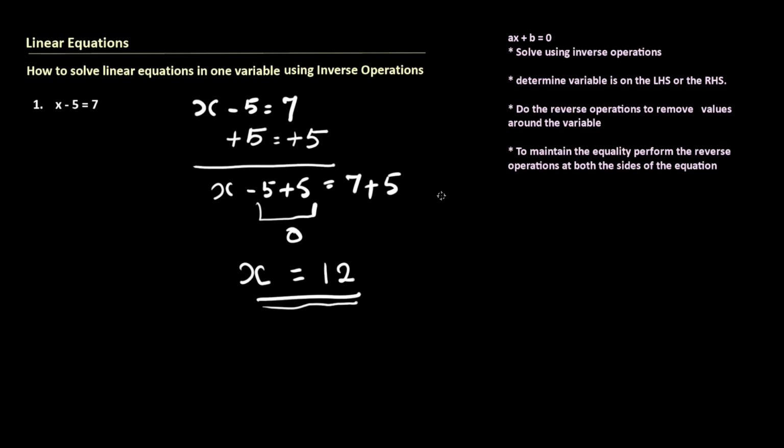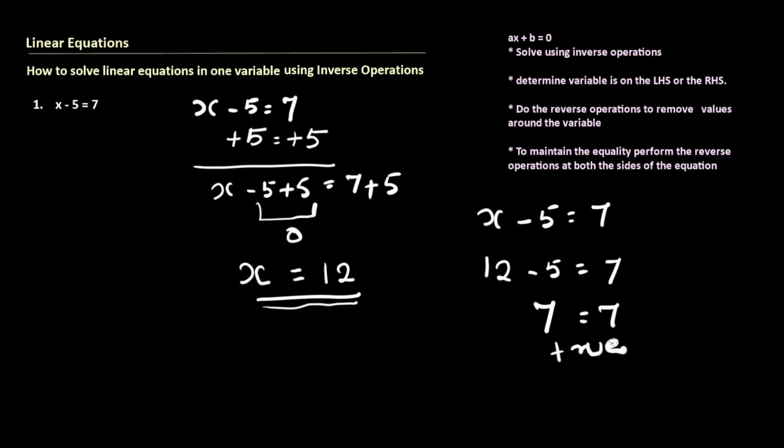Now we are going to verify our solution by plugging the value of x back into our equation, that is x minus 5 equals 7. The value of x is 12. So 12 minus 5 equals 7. 12 minus 5 is 7. 7 equals 7, which is true.